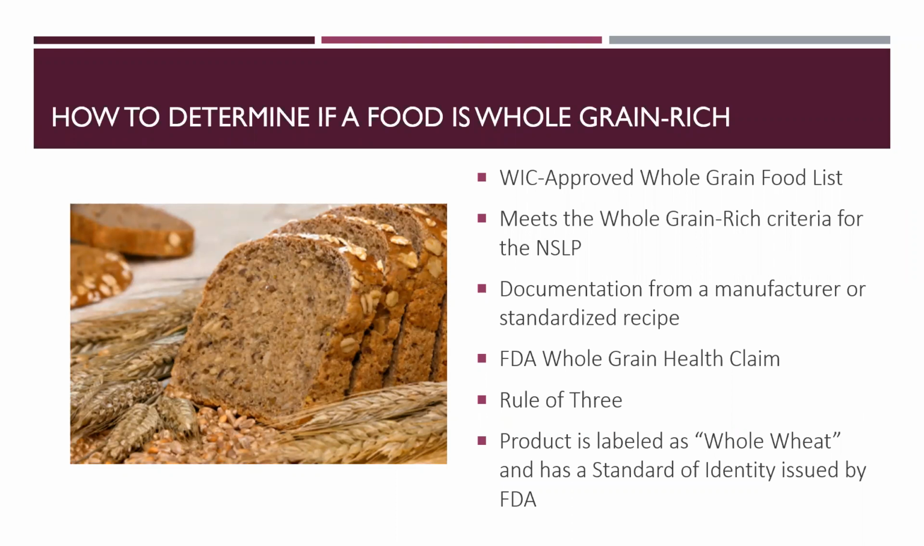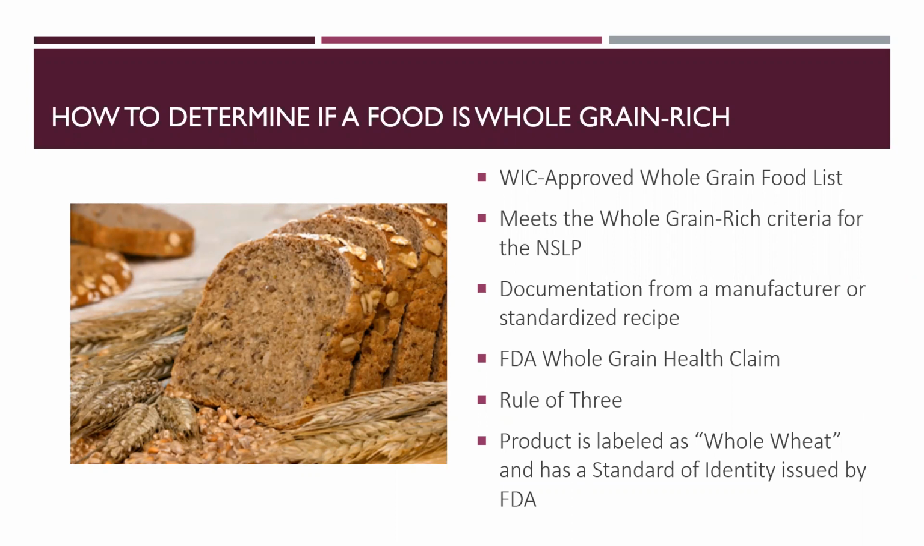Another method is specific to breads and pasta only. The Food and Drug Administration has established a standard of identity for whole wheat breads and pasta. To be considered as a whole grain rich using this method, look in the standard of identity chart and find the product. The product must match exactly to a product in the list to be considered whole grain rich.